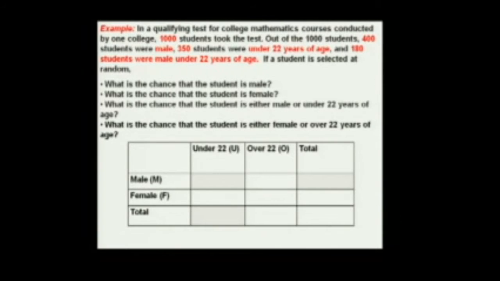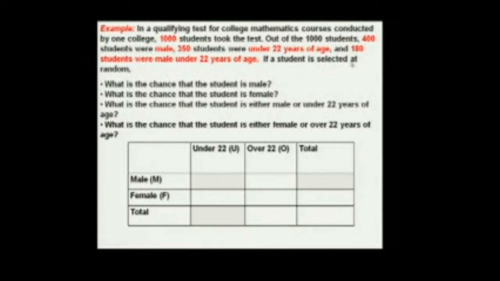Let's take an example to illustrate what a contingency table means. In a qualifying test for college mathematics courses conducted by one college, 1,000 students took the test. So the total number of students that took the test is 1,000. Out of the 1,000 students, 400 students were male, 350 students were under 22 years of age, and 180 students were male under 22 years of age.